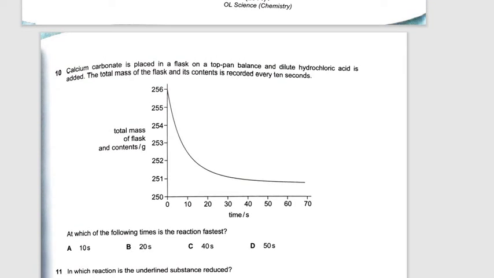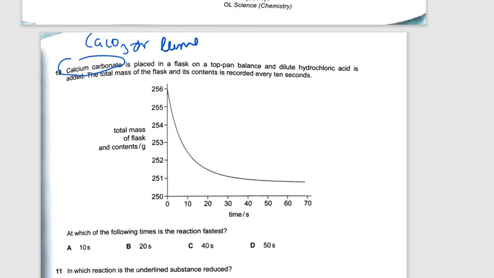Okay, now let's see question number 10. Okay, so calcium carbonate, tell me what is the formula of calcium carbonate? It's CaCO3. What is another name for this? This is also called limestone.